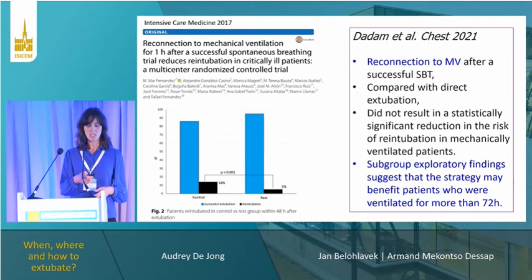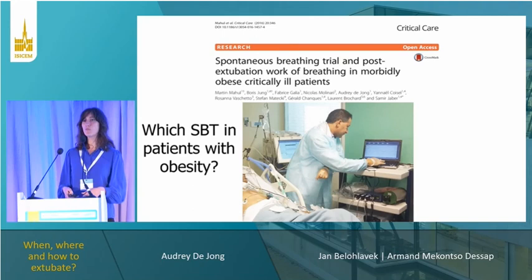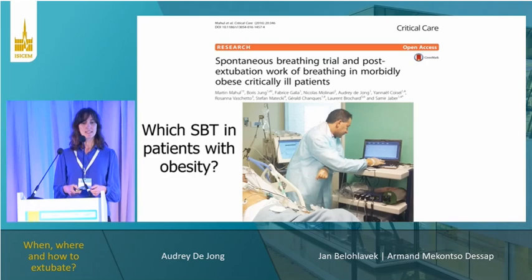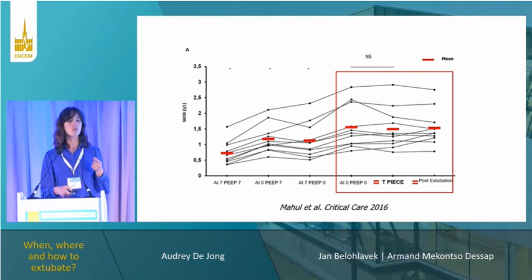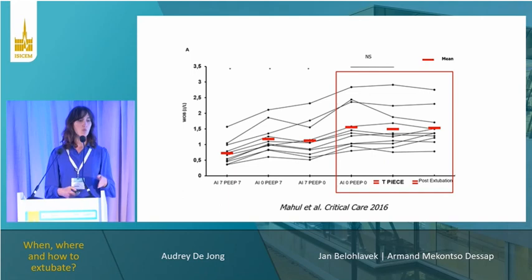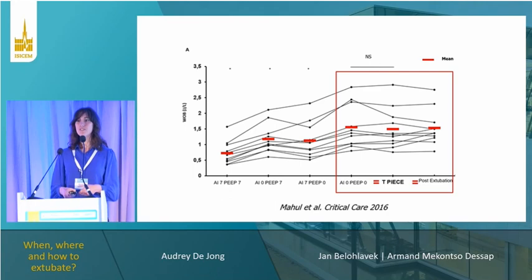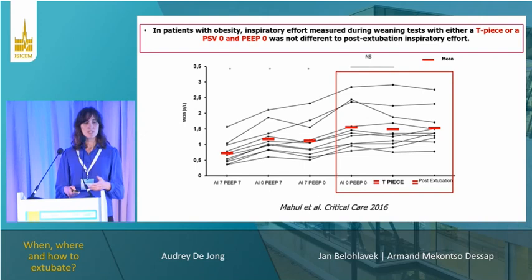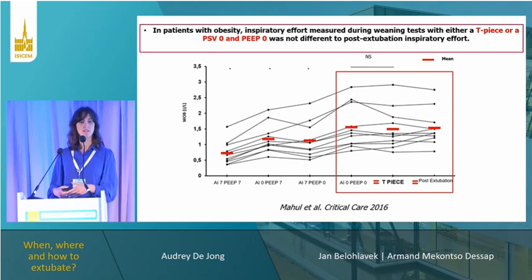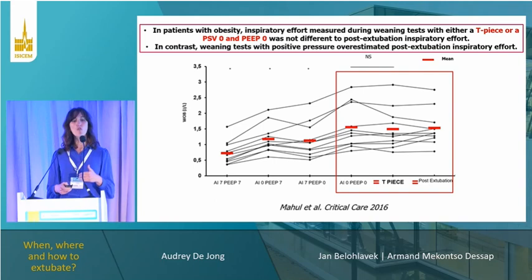In the specific population of patients with obesity, the team of Professor Jaber assess the best spontaneous breathing trial to assess the work of breathing that the patient will have after extubation. So in the y-axis, you have the work of breathing, and in the x-axis, you have the different type of spontaneous breathing trial. So it was found that expiratory effort measured during weaning test with either a TPS or a PSV0 and a PIP0 was similar to post-extubation inspiratory effort in patients with obesity. On the contrary, the weaning test with positive pressure overestimated post-extubation inspiratory effort.